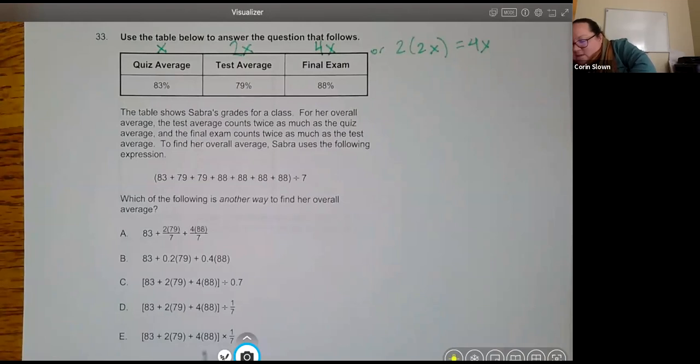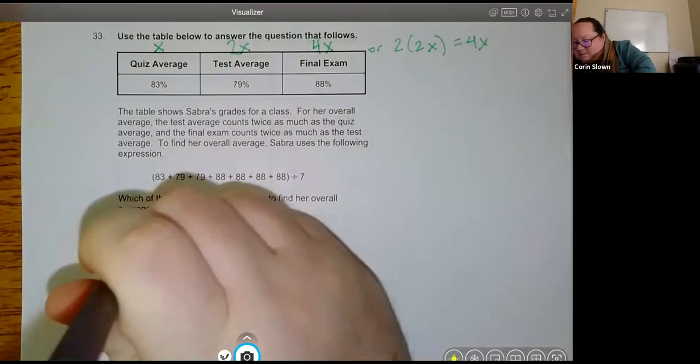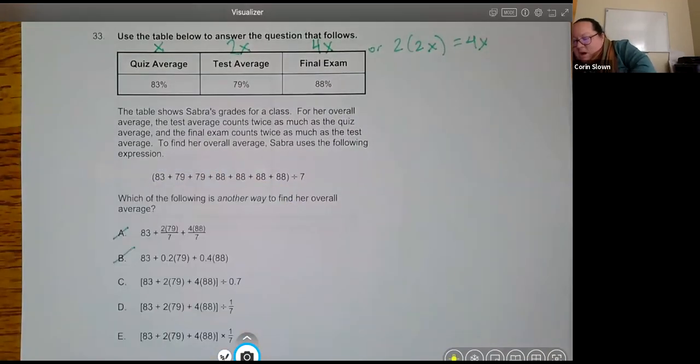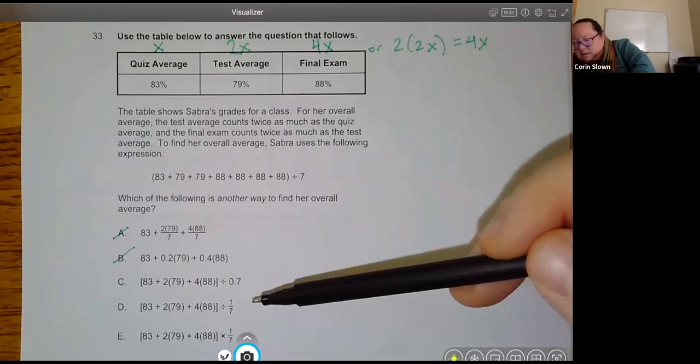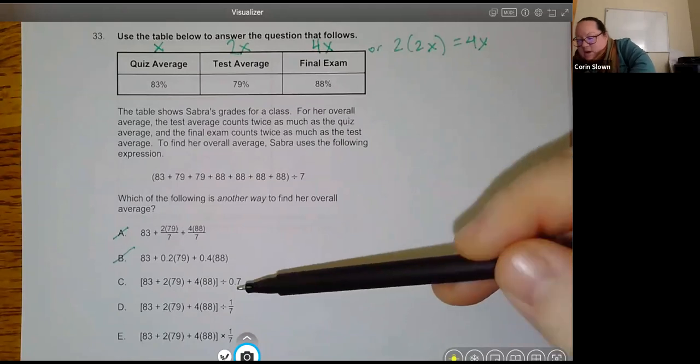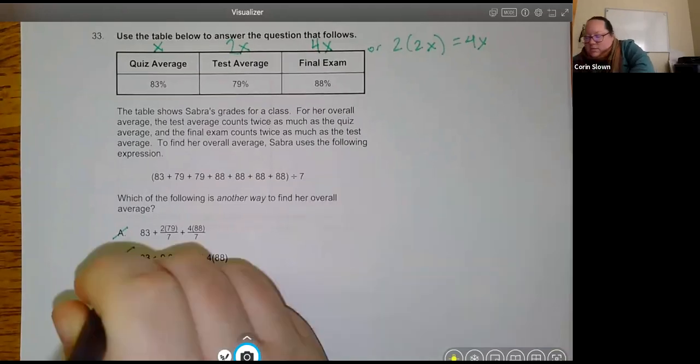So all of these look like they're pretty decent options. A and B do not look like good options to me, because our average has to be divided by all terms. That's why A doesn't work. And B, right, doesn't work because those are not the right percentages. Okay, let's take a look at C, D, and E. So dividing by 0.7, right, is not correct. If we wanted to divide by 7, right, it wouldn't be 0.7. So I don't think that C is an option either.